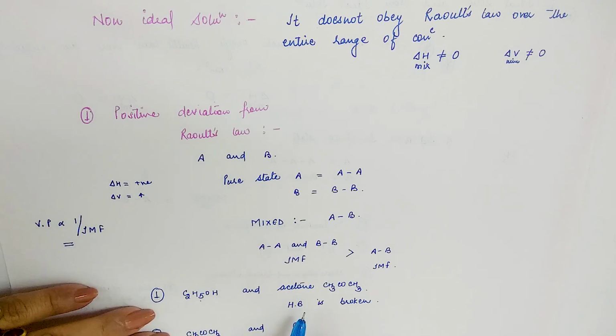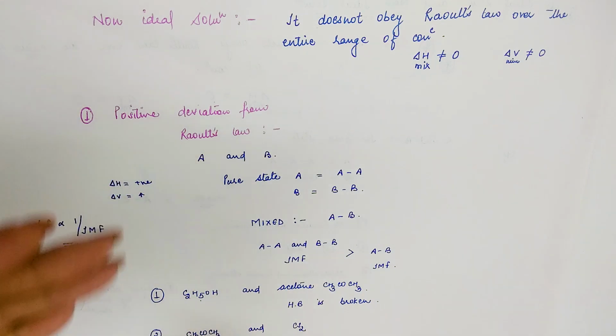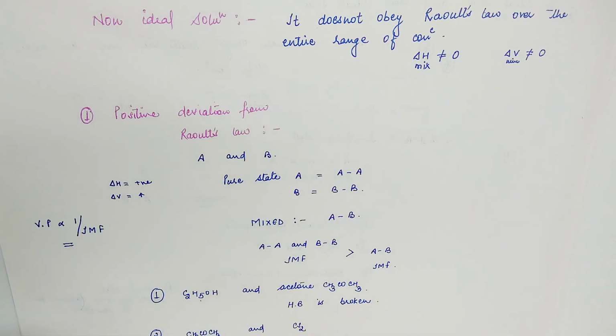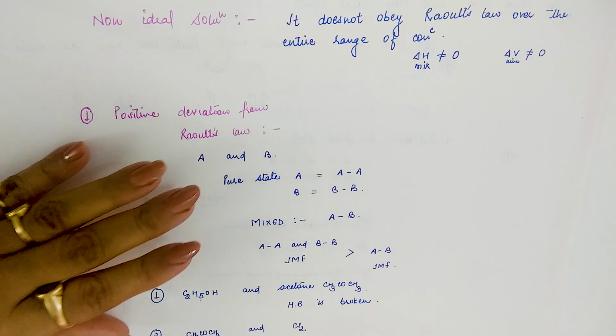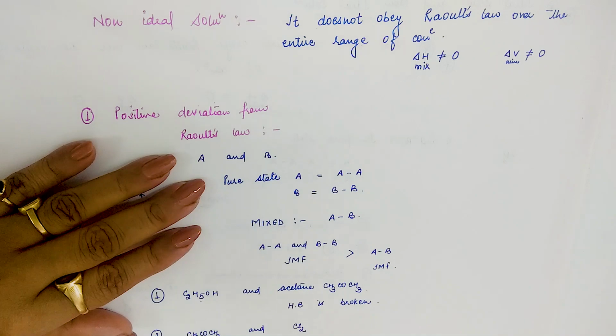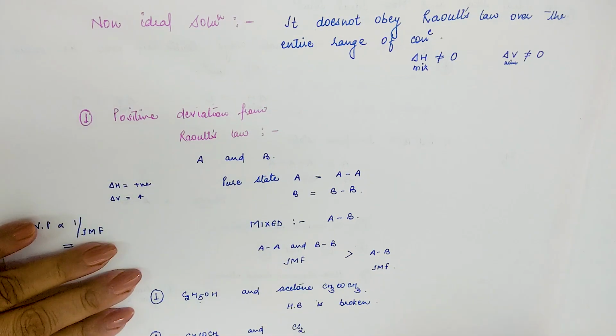Which example will you give? You remember that if there is a hydrogen bonding or strong bonding and the other component which you have added is either breaking the bonding or making it weaker, then in that case it is a positive deviation.